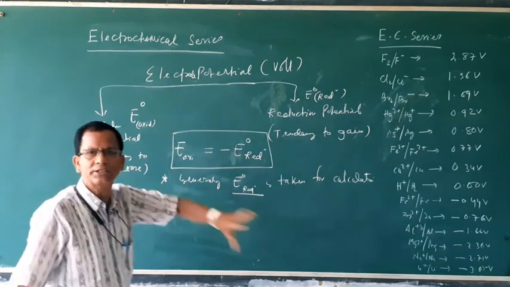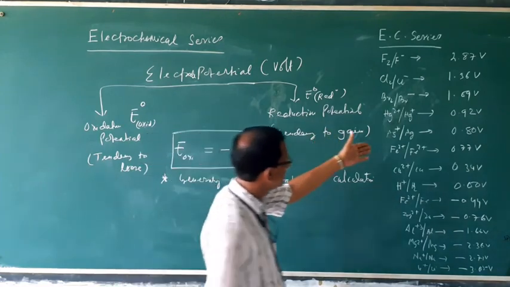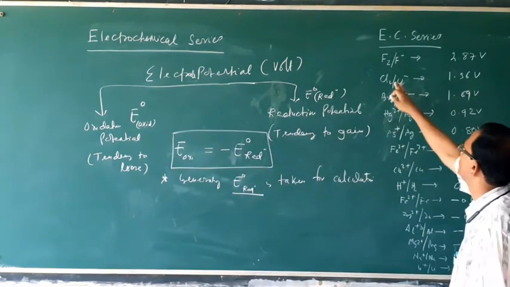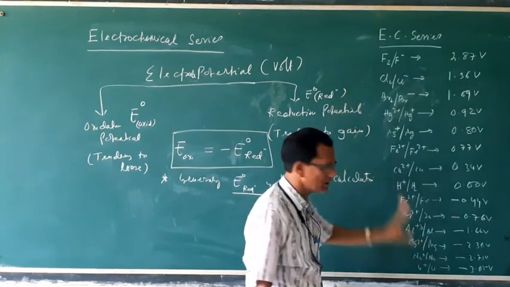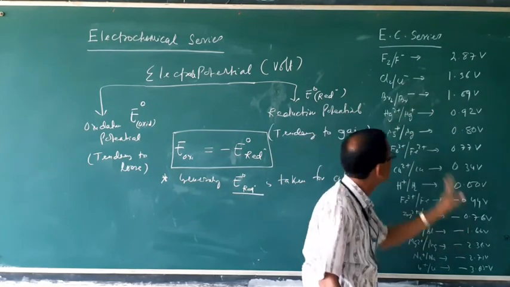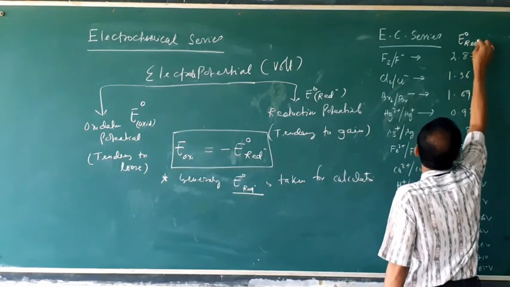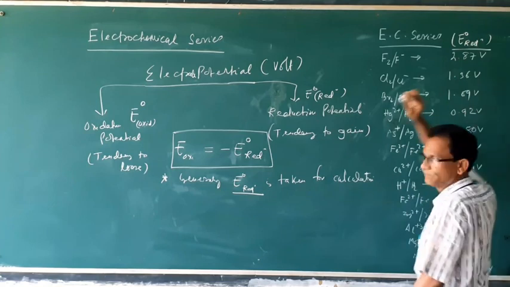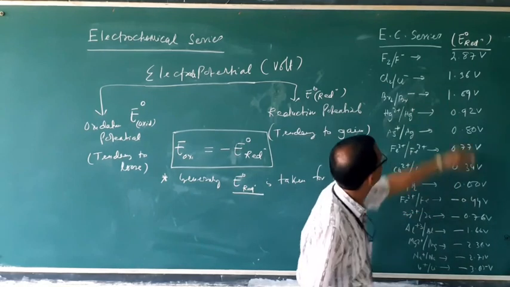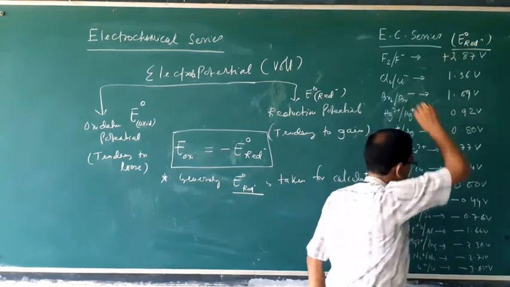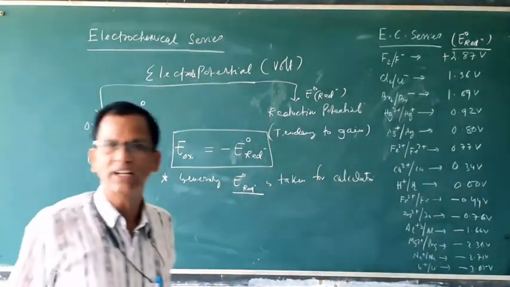And here, what is electrochemical series? Just see the different potentials. These are different half cells, and their reduction potential is given. This is reduction potential, E naught reduction. Here the table indicates the values are in decreasing order, plus values and here minus values. So decreasing order. So this is called electrochemical series.